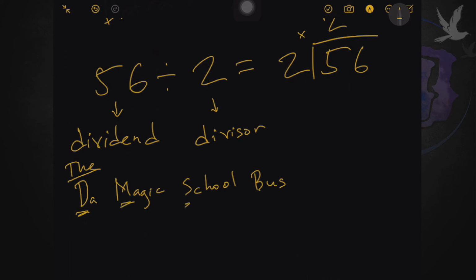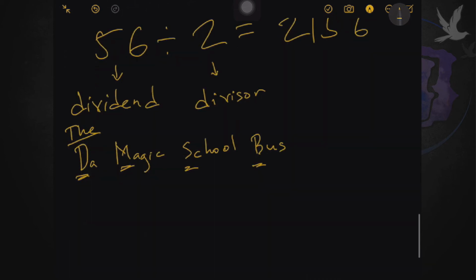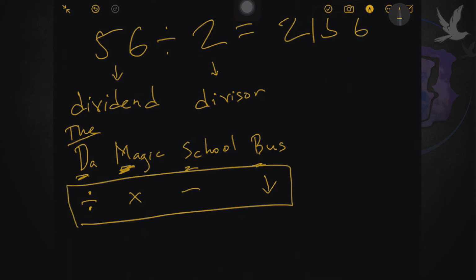The magic school bus. D stands for divide. M stands for multiplication. S stands for subtract. And B stands for bring down. Okay, this is your guide, the magic school bus. I intentionally misspelled the word para lang madali nyo maalala. So this is basically the process on what you do when you divide. Divide, multiply, subtract, then bring down.